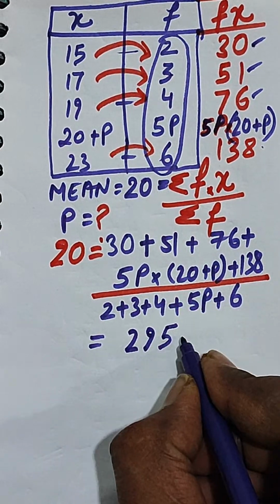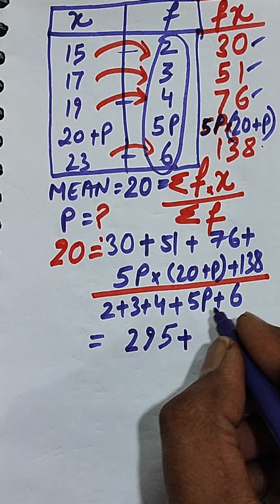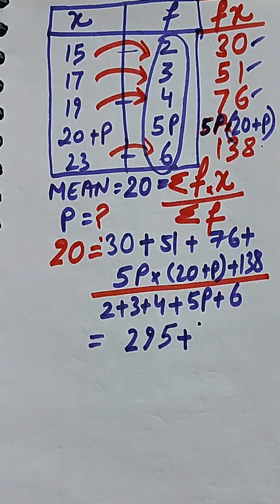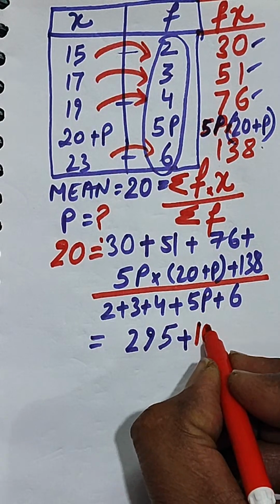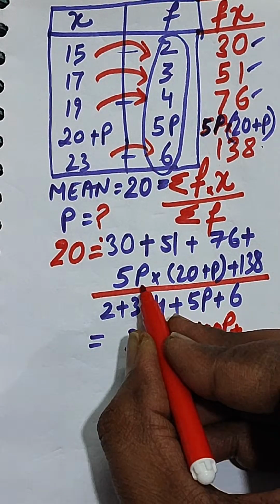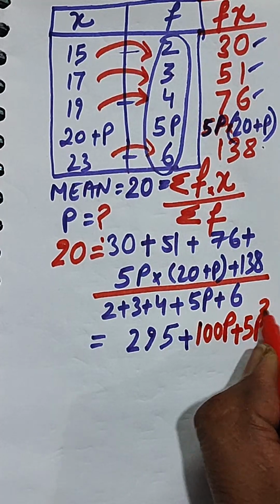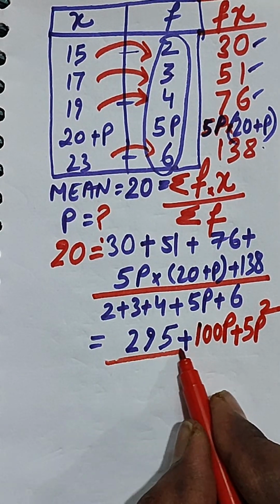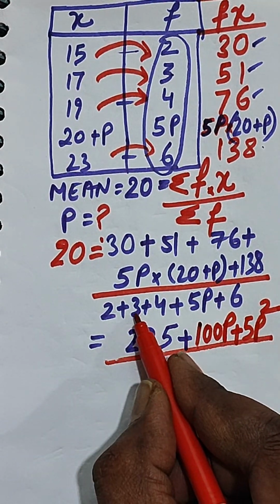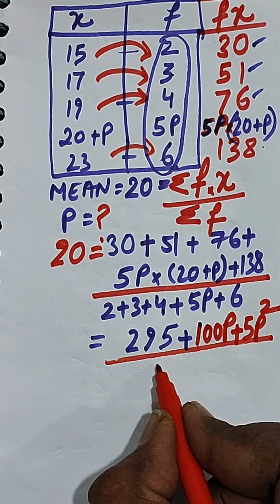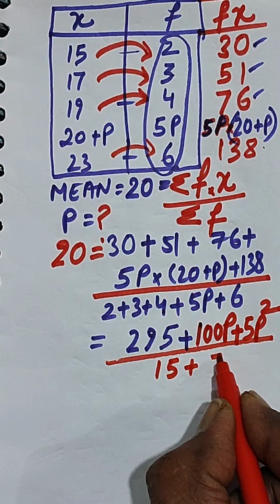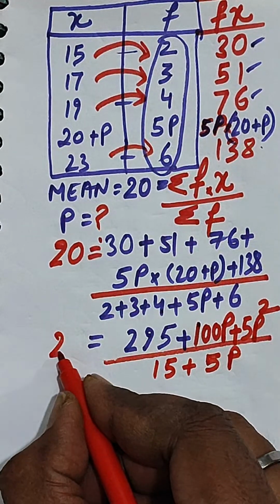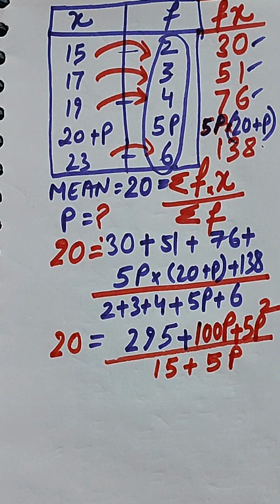So it's 295 plus 5p into 20, that is coming as 100p plus 5p square, right? This all divided by 2 plus 3 is 5, plus 4 is 9, plus 6 is 15, so 15 plus 5p. And here the mean of 20, the value is already given to you.